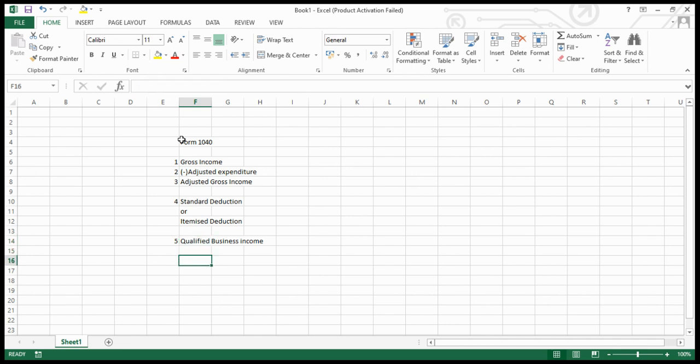So once we deduct all these things, we are going to get taxable income. What is my taxable income? I am going to get the final value to pay for the tax calculation as per that. So, gross income, if you reduce adjusted expenditure, you will get adjusted gross income. From there, first you need to reduce standard deduction. Thereafter, you have to reduce qualified business income.